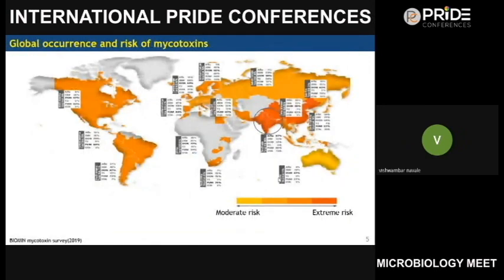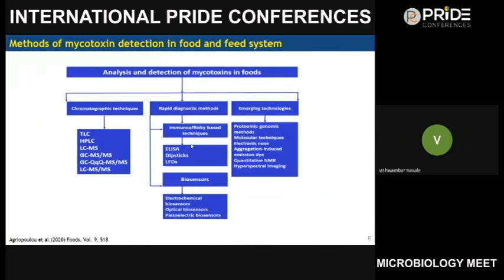If you see the global occurrence risk of these mycotoxins, Biomin did a survey in 2019. They found that, looking at the extreme risk and moderate risk of mycotoxin occurrence, the Asian countries are mostly at extreme risk. The others, like North America, are at about moderate risk of mycotoxin contamination.